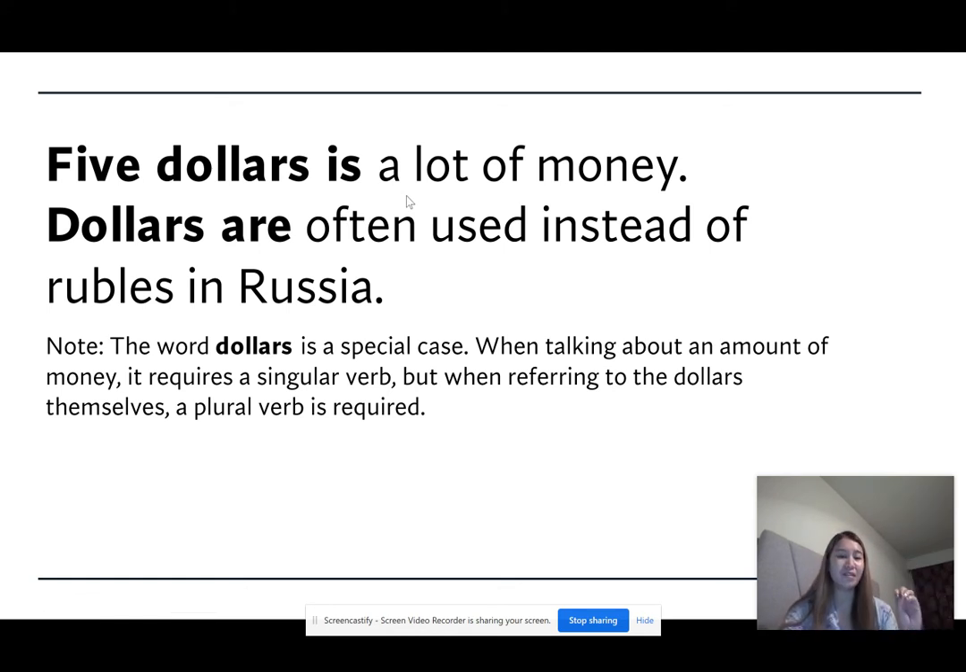If you're talking about the amount of money, $14 is the hourly wage at McDonald's, for example. So we're talking about the amount of money, then we use a singular verb. But when we are referring to dollars themselves, then we use the plural verb. Dollars are often used instead of rubles in Russia.